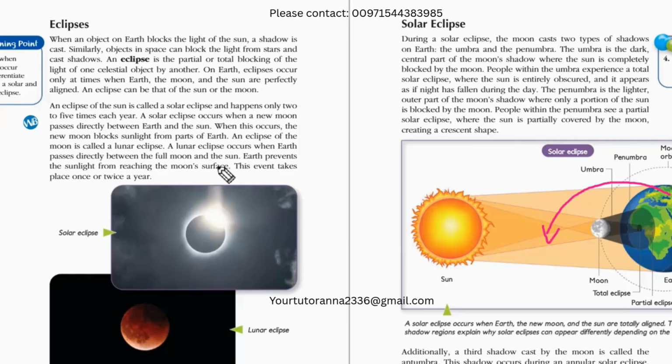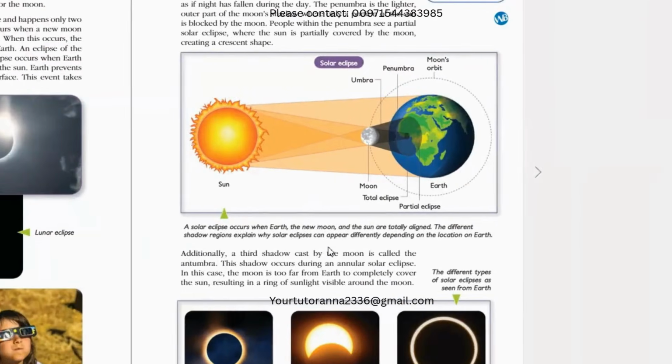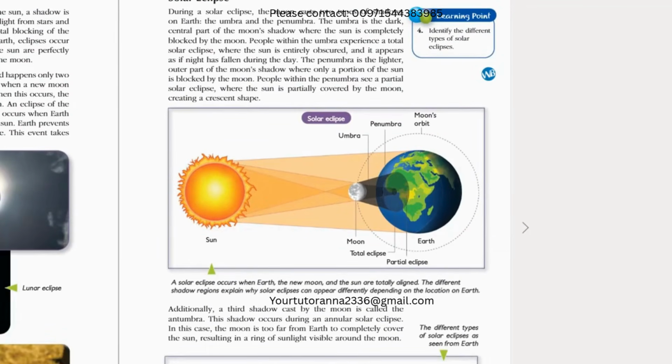This event takes place once or twice a year. It's just the blocking of light, basically. Solar eclipse and lunar eclipse is just the blocking of light. Let's go to the next part. Let's understand what a solar eclipse is in detail.